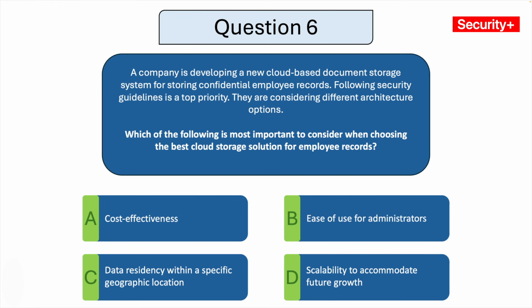Question 6. A company is developing a new cloud-based document storage system for storing confidential employee records. Following security guidelines is a top priority. They are considering different architecture options. Which of the following is most important to consider when choosing the best cloud storage solution for employee records? A, cost effectiveness. B, ease of use for administrators. C, data residency within a specific geographic location. Or D, scalability to accommodate future growth.